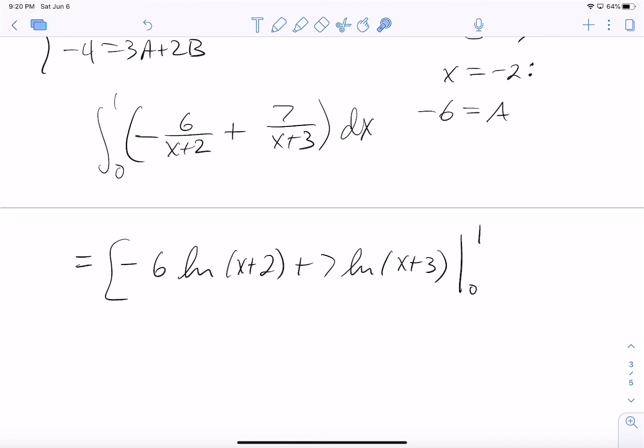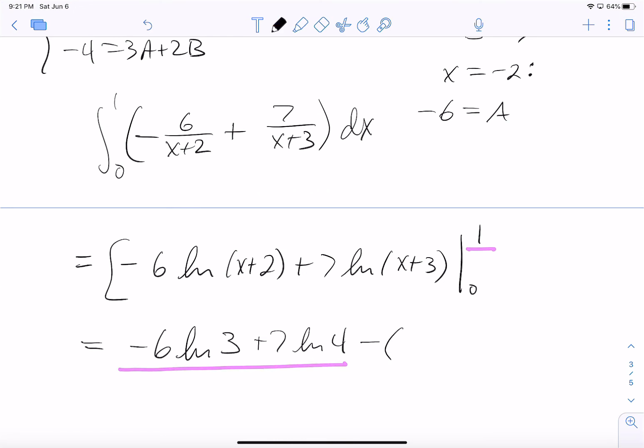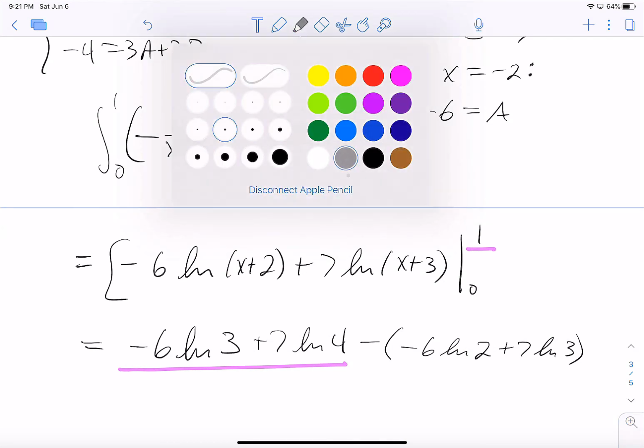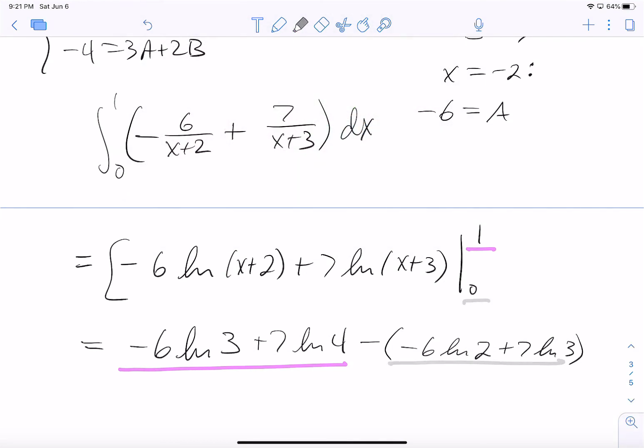And you may be wondering, what about the absolute values? Well, because the inputs are going to be 0 and 1, I know that the arguments will never be negative, so I'm not bothering with the absolute values. We're going to end up with negative 6 times the natural log of 3 plus 7 times the natural log of 4. That's what happens when we replace x by 1, minus negative 6 times the natural log of 2 plus 7 times the natural log of 3. That's what we get when we evaluate the expression at 0, the lower limit.